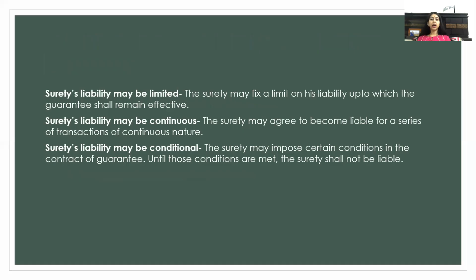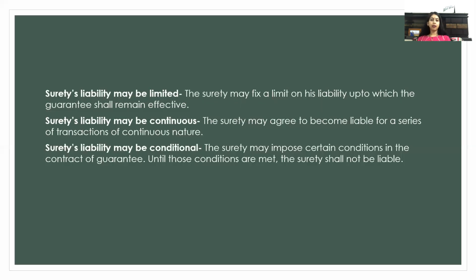Now, surety's liability may be limited. The surety may fix a limit on the liability up to which the guarantee shall remain effective. So, over here, what I'm trying to say is that the surety in the contract of guarantee can fix the liability. Yes, I will be a guarantor to you, but the surety will be limited only to 2 lakh rupees. So in that way, any amount can be fixed, and the surety's liability can be limited.